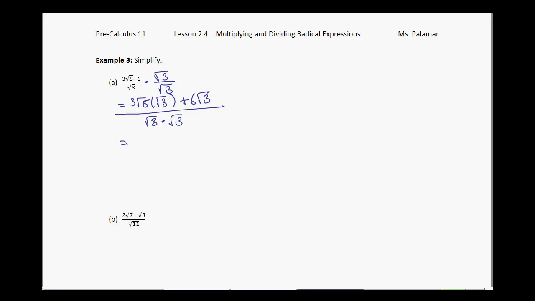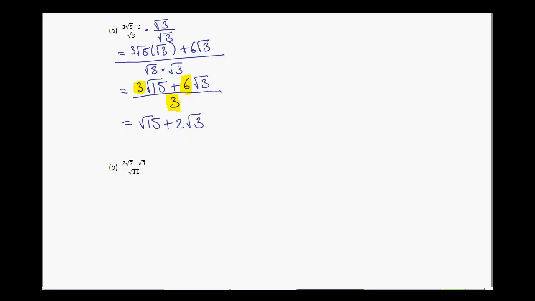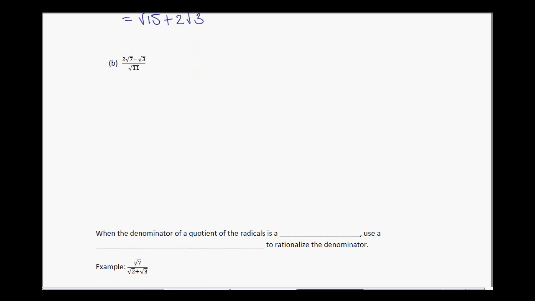That simplifies to 3 times root 15, plus 6 root 3, divided by 3. And we can simplify that even more because we have a common factor here. And this becomes root 15 plus 2 root 3. And that's our final answer. Let's try another one. If you'd like, you can take this time to pause and try working it through on your own.